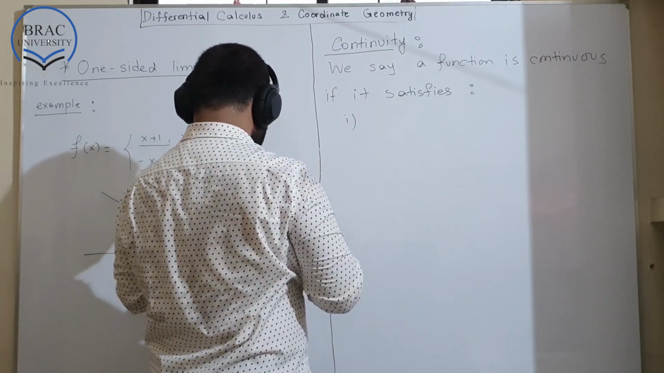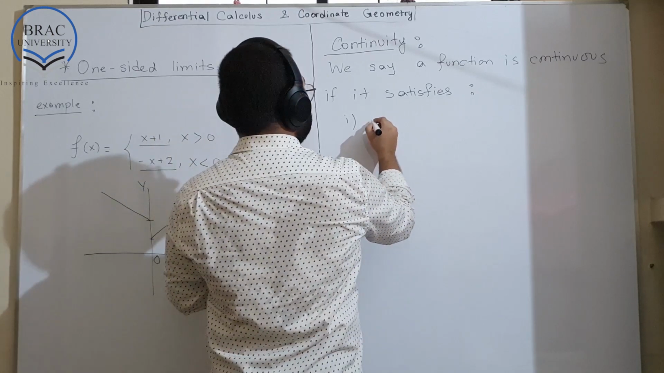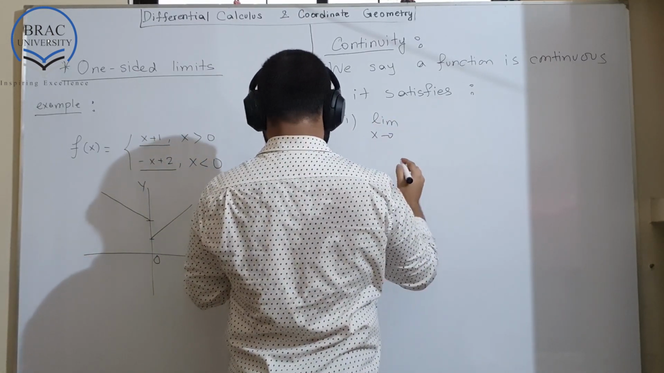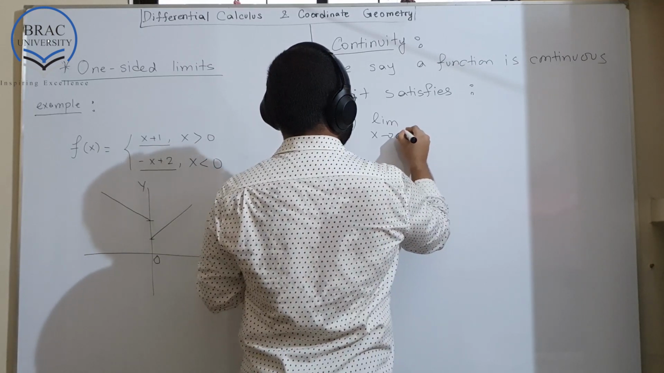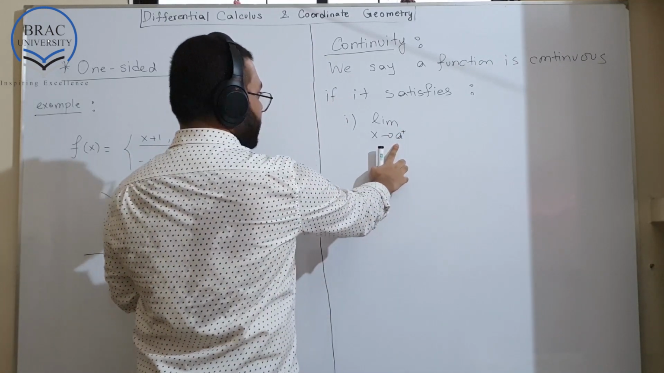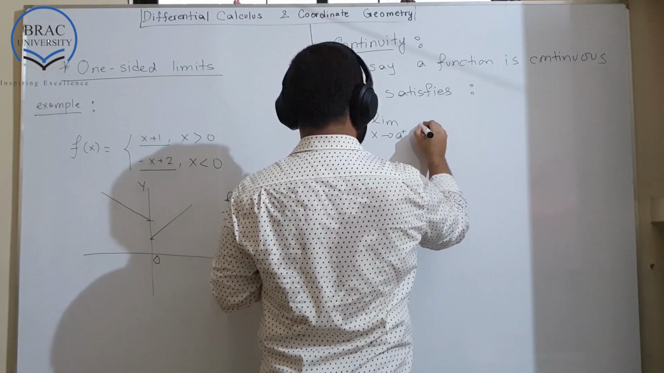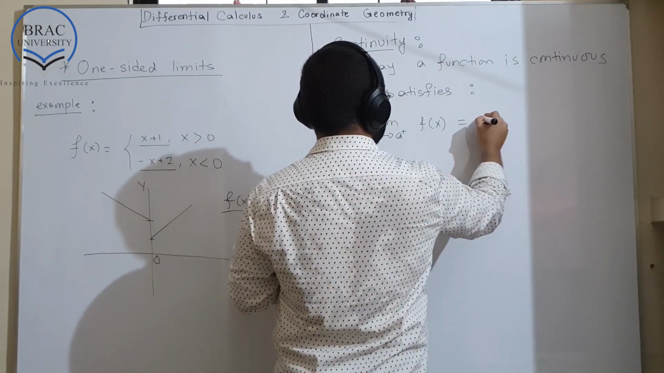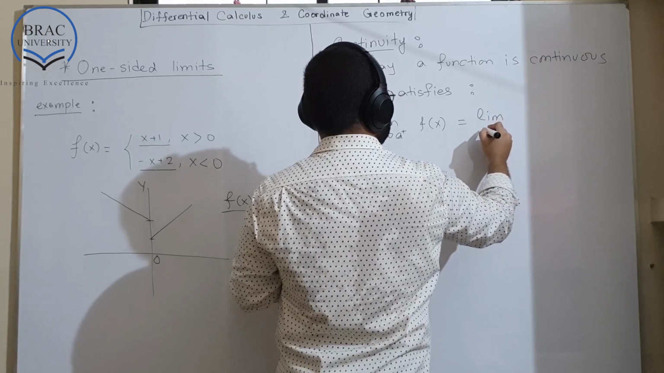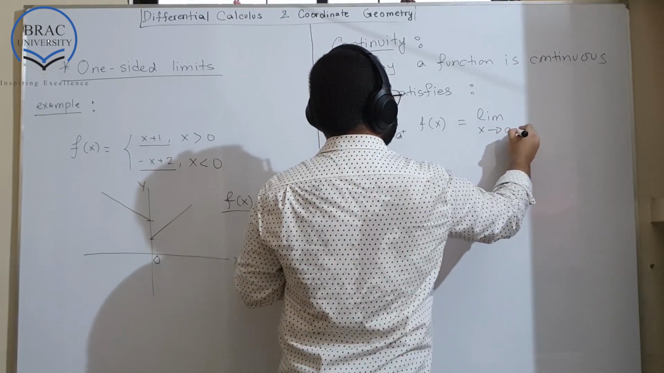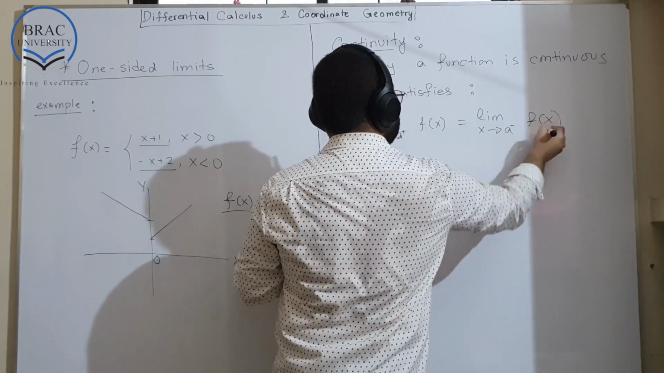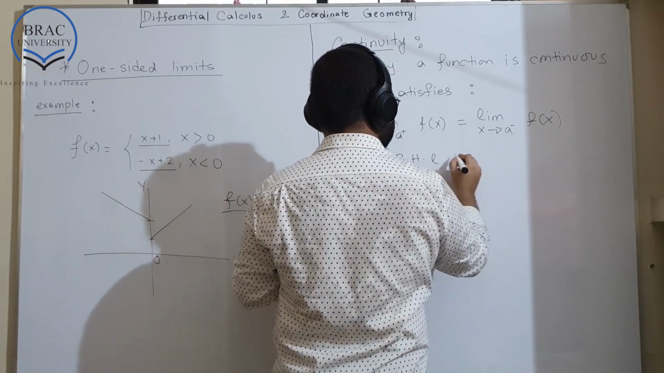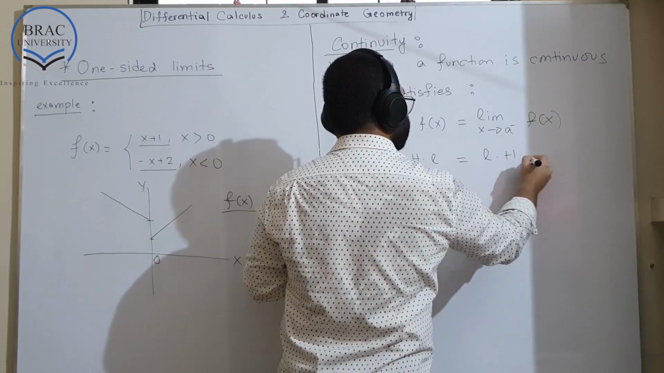1. Limit, x goes to a from the right side of the function we are considering should be the same when we go from the left side. So basically the right hand limit equals the left hand limit.